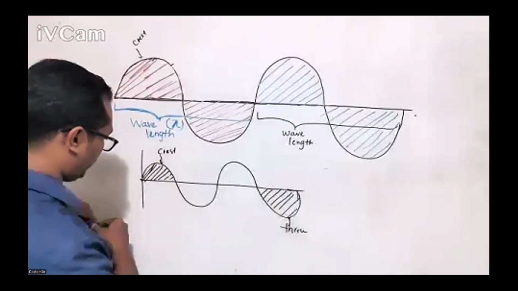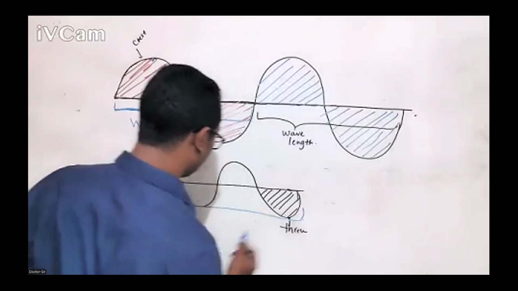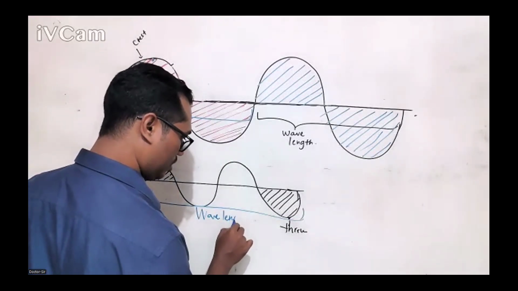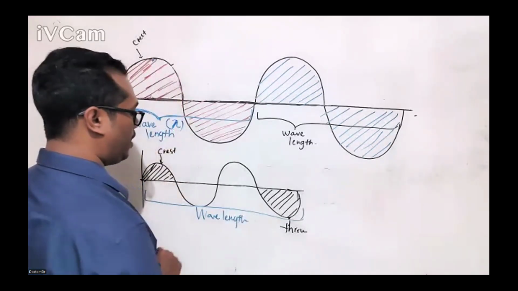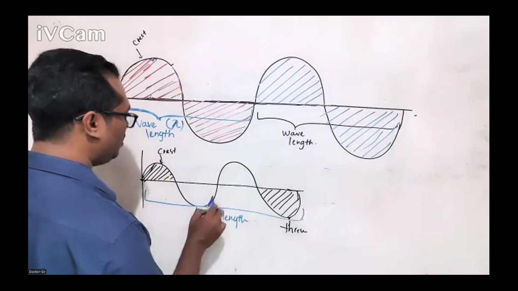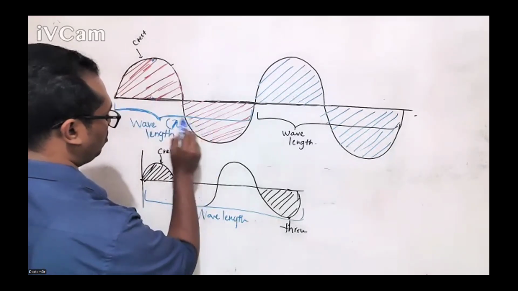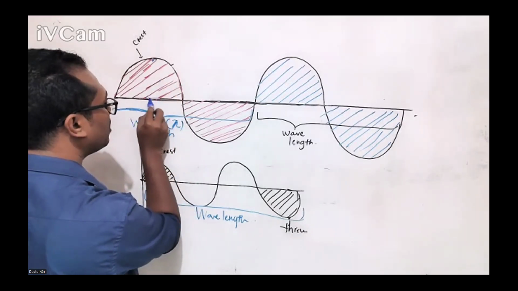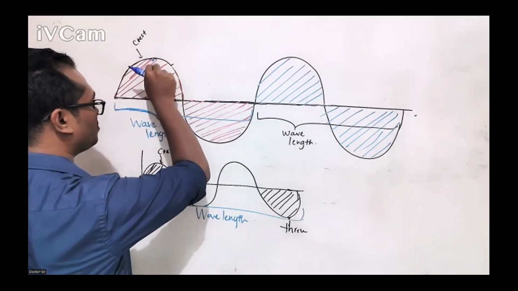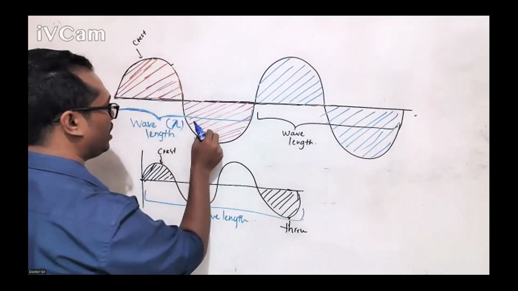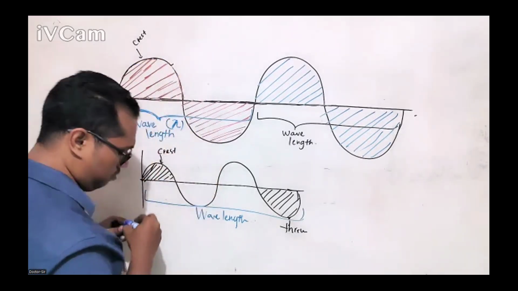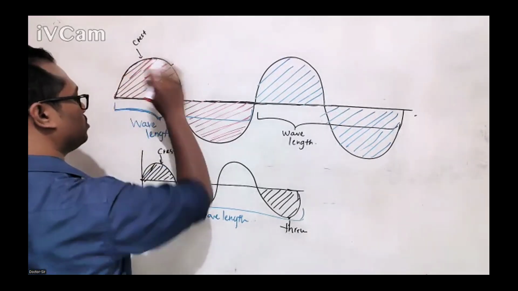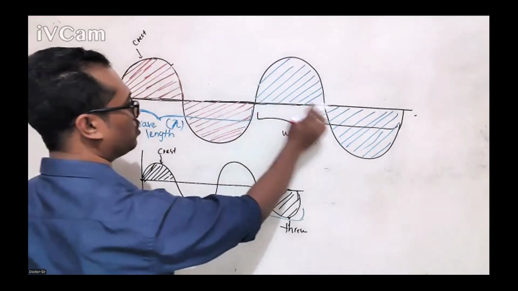So from here to here there is a wavelength. One wavelength. Is it correct? No, that's wrong. Why? The one crest and one throw should be in order, because for one crest we have to consider the nearest throw. So these two are one couple. These two are one couple.